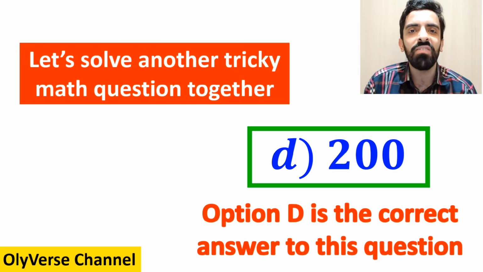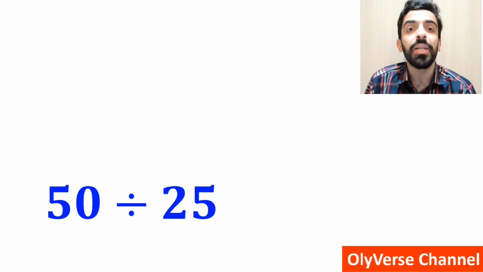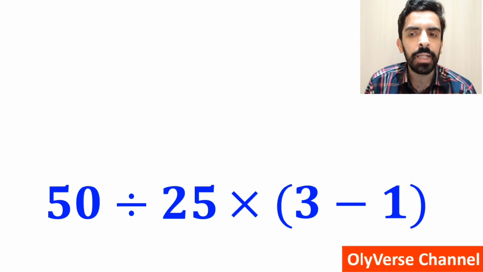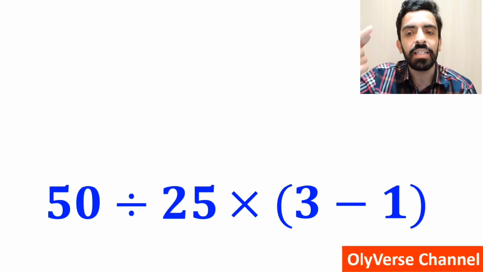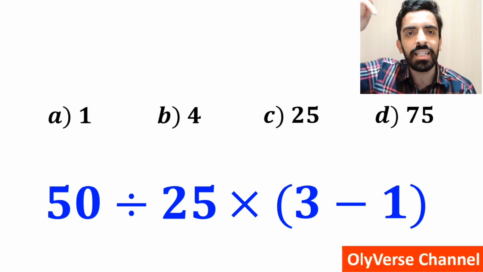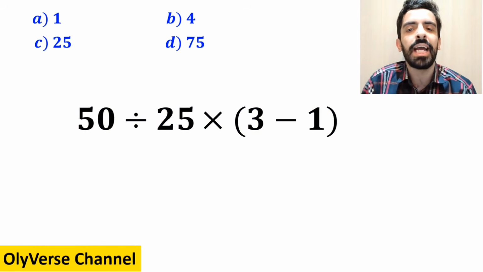Alright, now let's solve another tricky math question together. What is the value of the expression 50 divided by 25 multiplied by (3 - 1)? Which option do you think is the correct answer to this question? Let's take a closer look and solve it together.